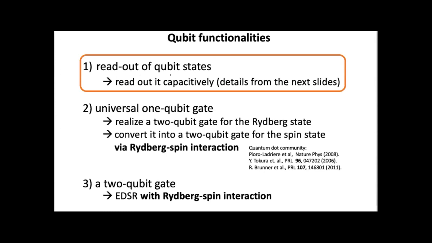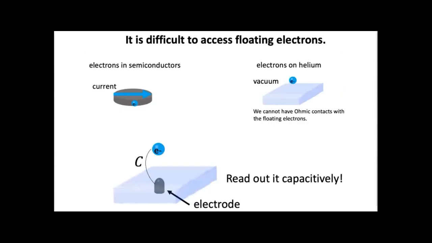So I'd like to show you briefly how we can realize the 2 qubit gate. As I already told you in the beginning, in semiconductors, the state of a trapped electron can be read out by measuring the current running near the electron. But we cannot do the same thing because we cannot have the ohmic contact for the floating electrons.